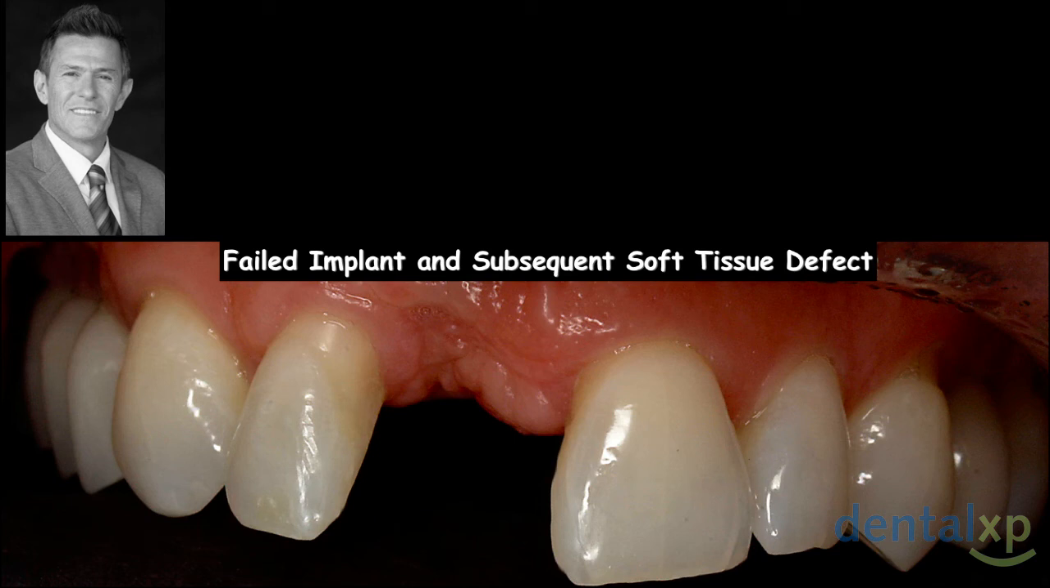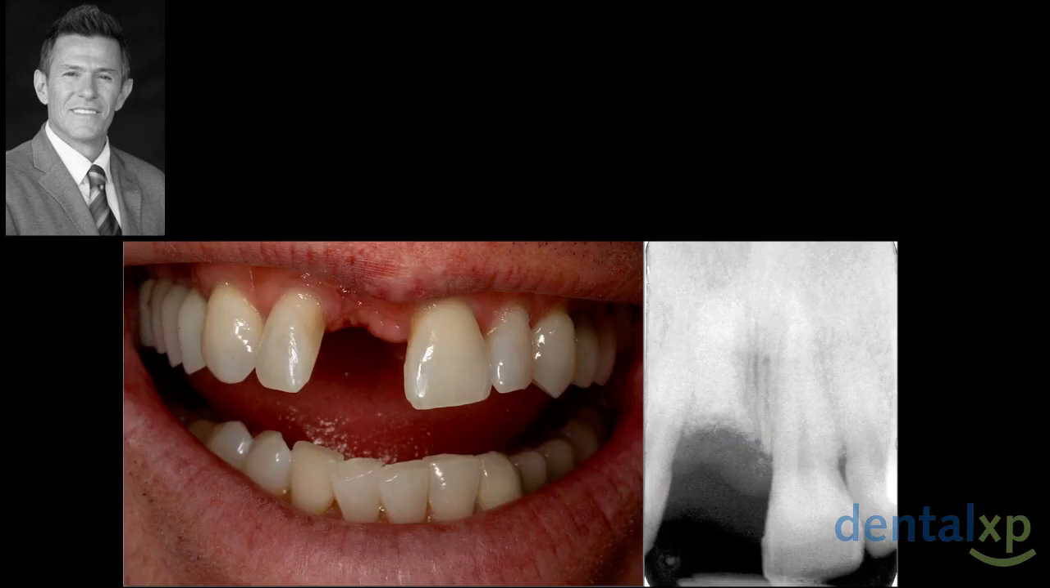When we looked at the case, one of the first things we want to do again is to get an idea of what is the volume of tissue that's missing and why is it missing. Most importantly, where is the bone? Remember, we keep talking about where is the bone. So not only do you look in the mouth, you have to really look at the radiograph.